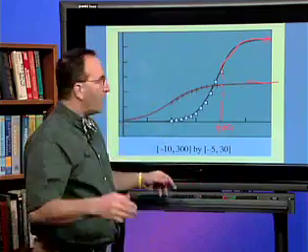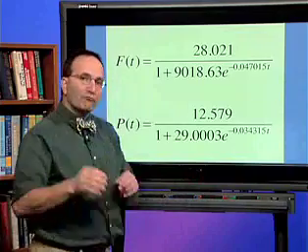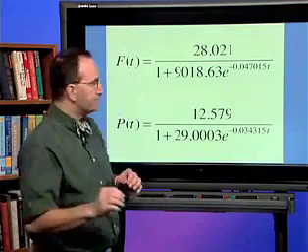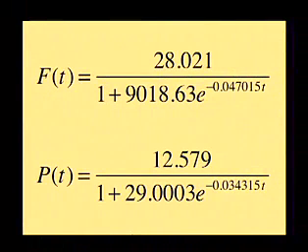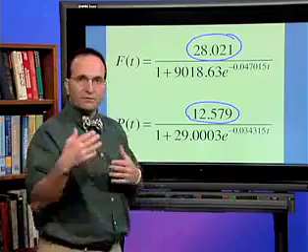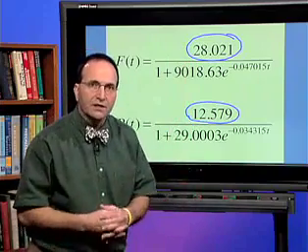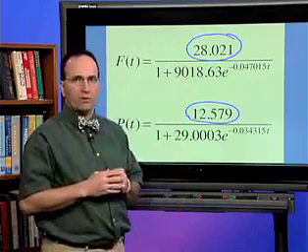Now let's look at the algebra of this by taking a look at the two equations that the grapher gave us back by running the logistic regression. So Florida, f of t, its maximum sustainable growth is 28 million. That's what that actually stands for, 28 million. Whereas Pennsylvania's maximum sustainable growth is a little bit over 12.5 million. And as we noticed, Pennsylvania is already approaching that value now. Florida still has almost 100 years, or maybe 80 years, before it begins to approach that.